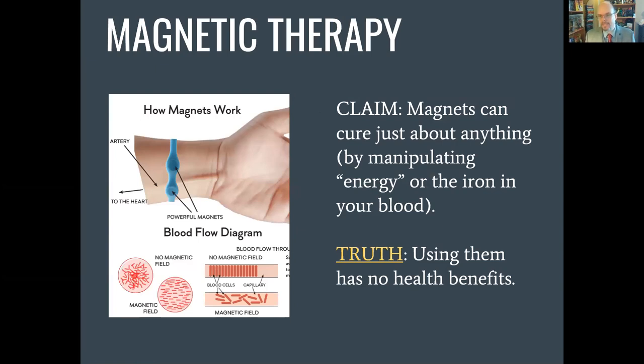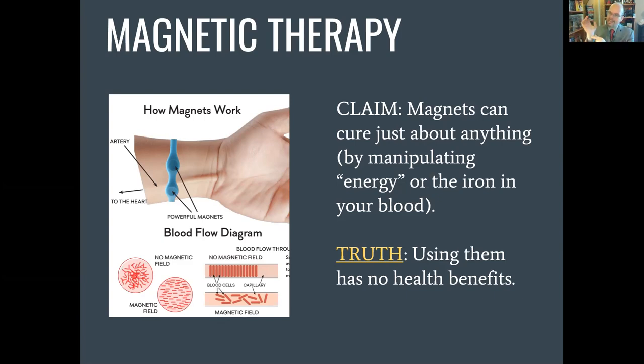Magnetic therapy. This is the claim that magnets can cure just about anything by manipulating your energy fields. Sometimes they'll put a magnet in a bracelet and say that it increases blood flow because it attracts the iron in your blood. A couple of things are wrong with that. One, if it could attract the iron in your blood, putting a magnet on your wrist would only make the iron in your blood collect in your wrist. It wouldn't actually increase blood flow.